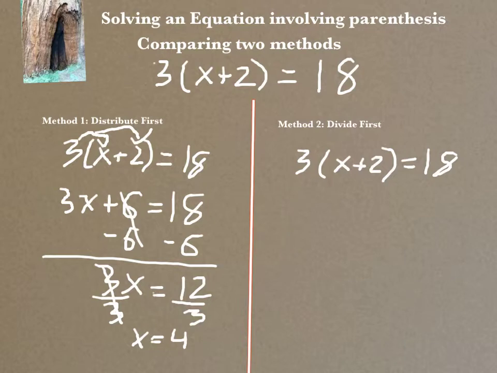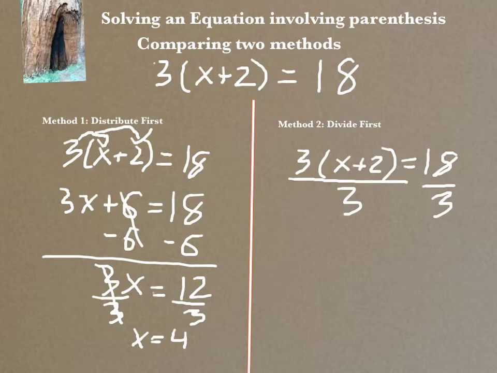An alternative way to do it is to start by dividing. It works out well in this case, as we'll see, because 3 is a factor of 18. 3 is being multiplied by some quantity x plus 2, so I can undo the multiplication by 3 by dividing this side of the equation by 3. And of course, I need to balance that by dividing that by 3 as well.